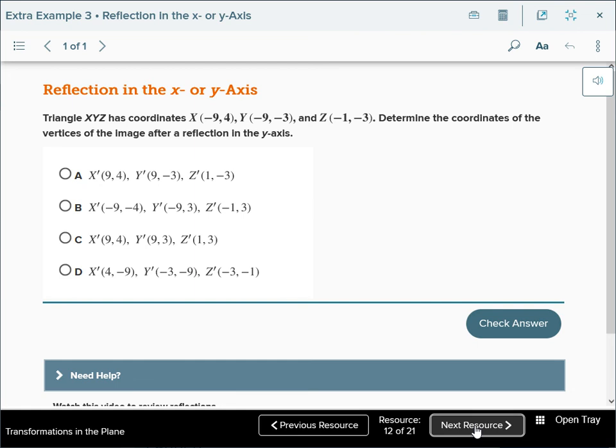If we're reflecting in the y-axis, which coordinate are we going to multiply by -1? If you're reflecting in the y-axis, what do you multiply by -1? The x. Remember, it's opposite, right? So we want to multiply each one of these x's by -1. So what's this x coordinate here going to become? Positive 9. What's this one going to become? Positive 9. What's this one going to become? Positive 1. So looking down here, which answer is the correct answer?